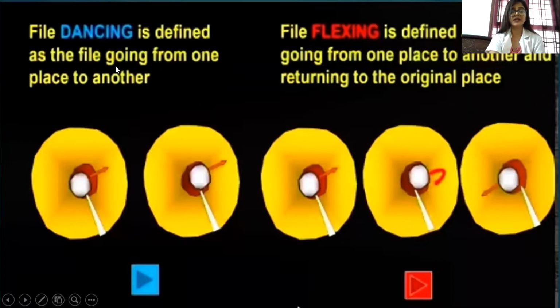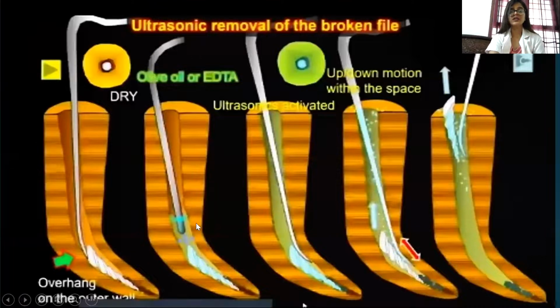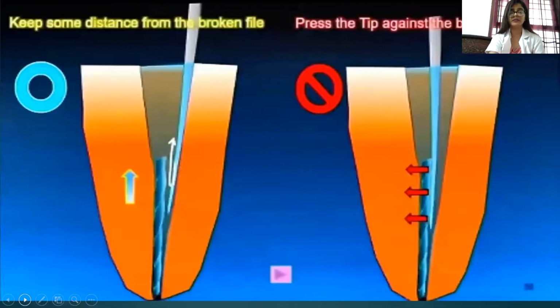There is a concept of file dancing. It is defined as a file going from one place to another. File flexing is defined as a file going from one place to another and returning to the original place. Ultrasonic removal of the broken file, you can also use olive oil or EDTA as a medium. Then up-down motion within the space can be done for the removal of the broken file.